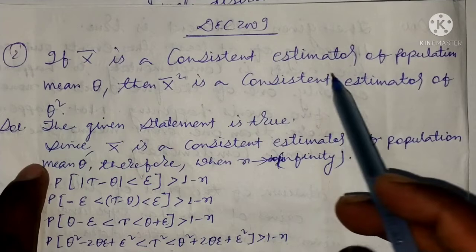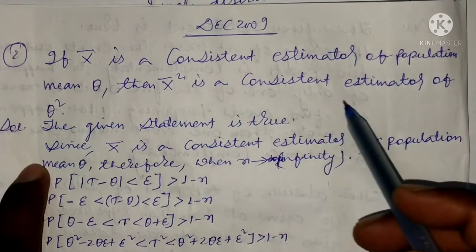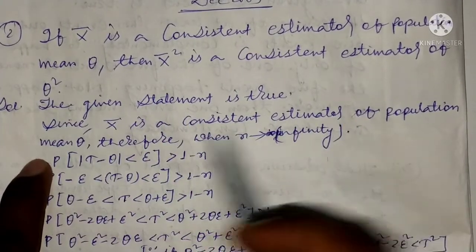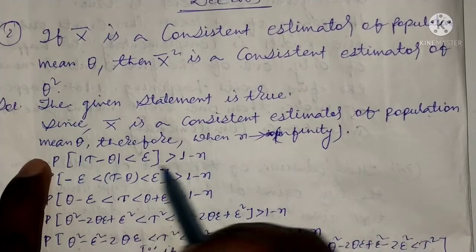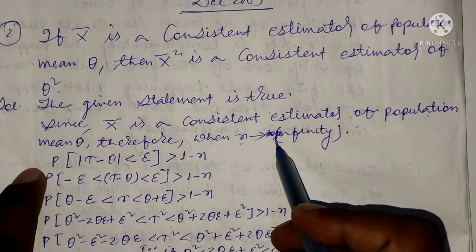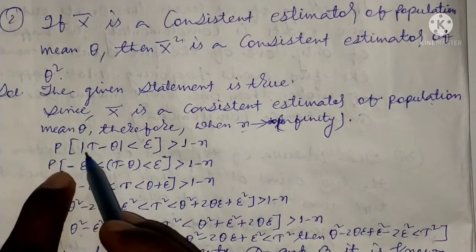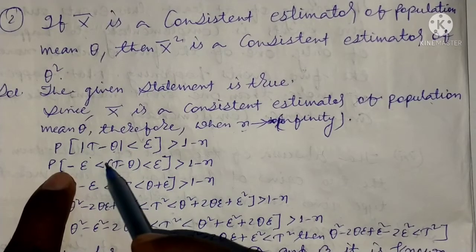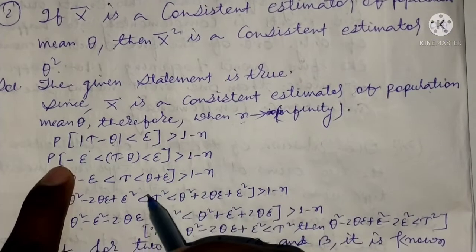After this, the next: if x bar is a consistent estimator of population mean theta, then x bar square is a consistent estimator of theta square. So we will say the given statement is true, since x bar is a consistent estimator of population mean theta. Therefore, when n tends to infinity, the probability of mod t minus theta less than epsilon is greater than 1 minus eta. Here we take x bar as t.